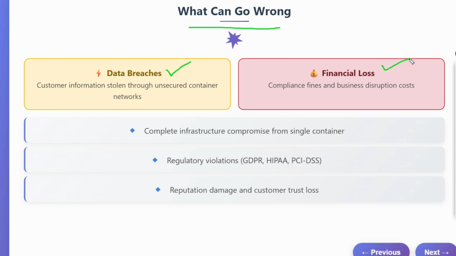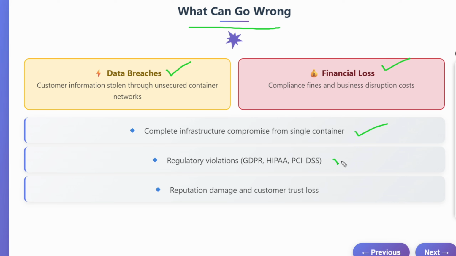Then there is complete infrastructure compromise from a single container. Let's say one vulnerable container gives access to attackers. Then they can reach the entire environment, and it will be compromised. They can get lateral access, and an attack will happen across the entire surface.